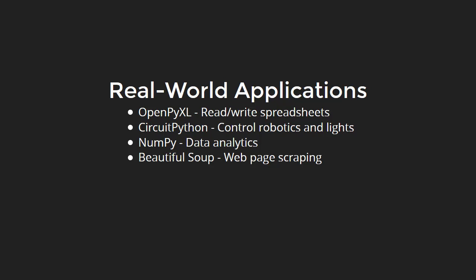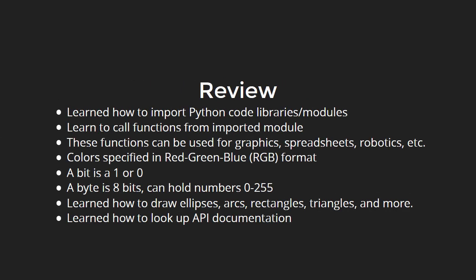Review. In this chapter, we learned how to import a Python module. We learned to call functions from an imported module. While we are learning how to do graphics in this chapter, these same skills can be used for importing and calling libraries of code that manage spreadsheets, images, robotics, and more. Colors can be specified in RGB format and are stored in bytes. Each byte is a group of 8 bits and can hold numbers from 0 to 255. We learned how to draw ellipses, arcs, rectangles, triangles, polygons, lines, and text. More importantly, we learned how to look up these functions out of the API documentation.